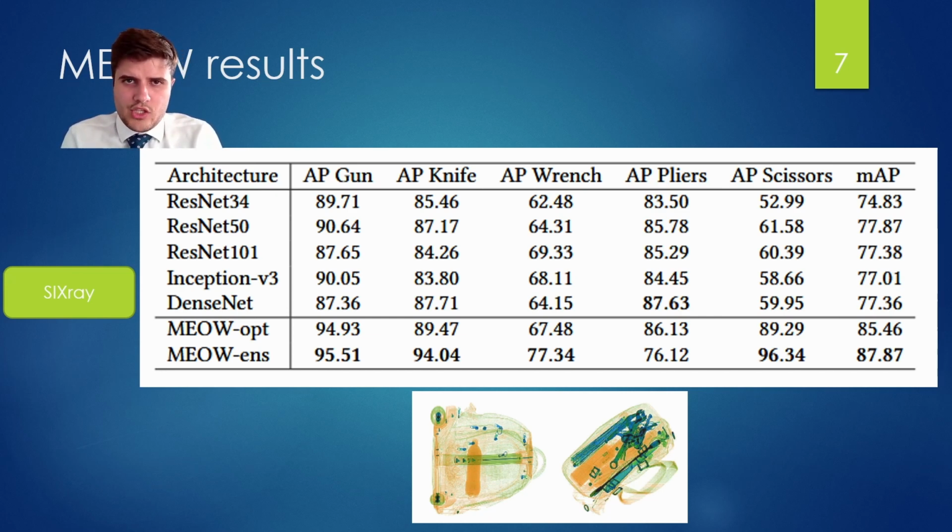They contain different baggage items and different threats. In the table, we can see how the architectures MEOW discovered perform compared to the state-of-the-art ones, and we can see that these architectures outperform by some margin all state-of-the-art ones. It is important to note that MEOW architectures are smaller and faster than their state-of-the-art counterparts as well.